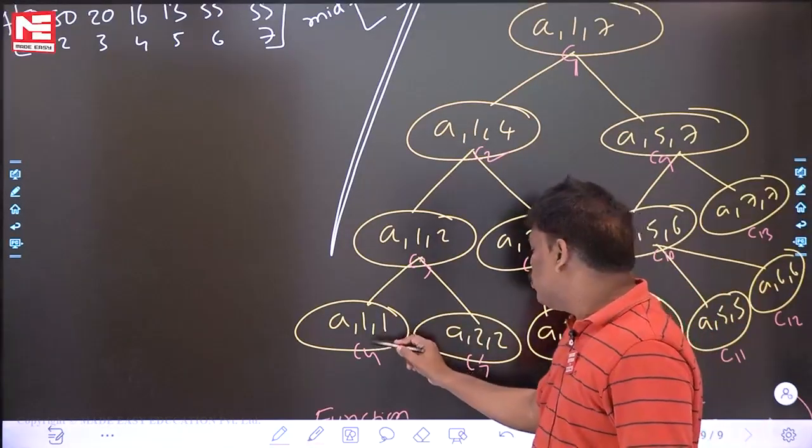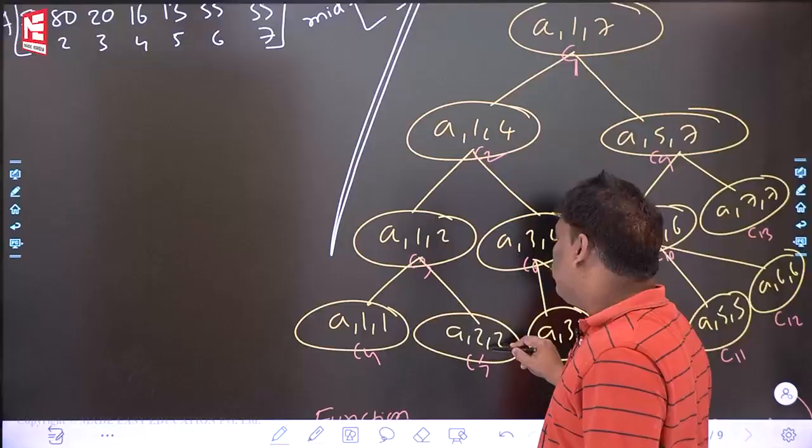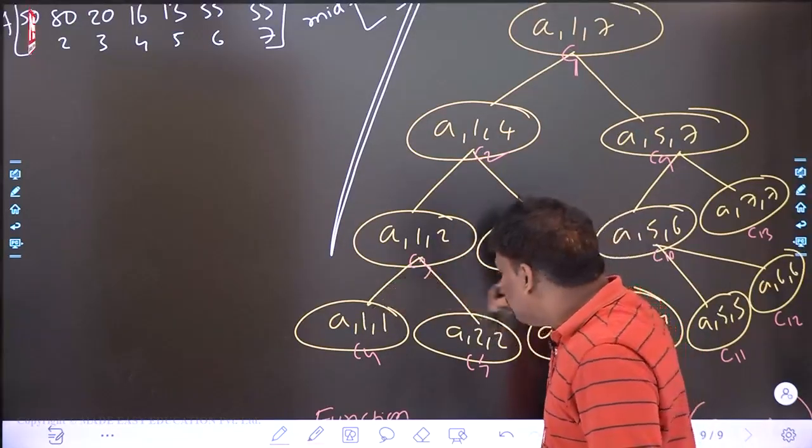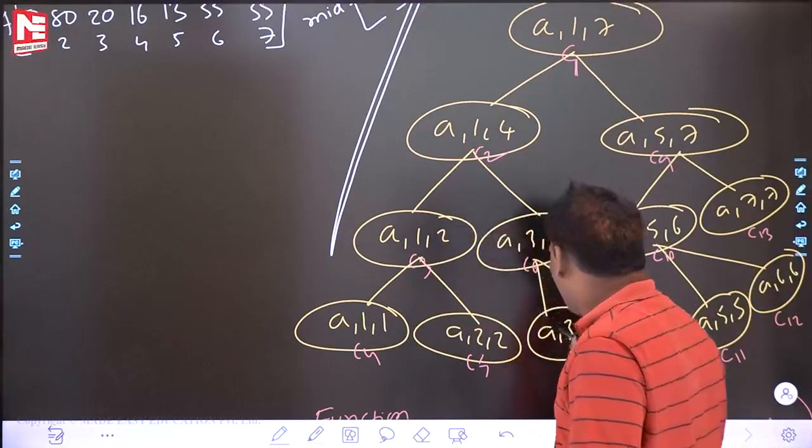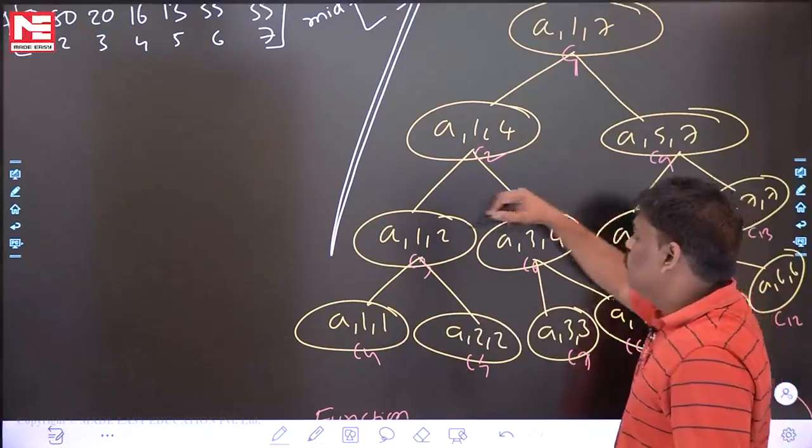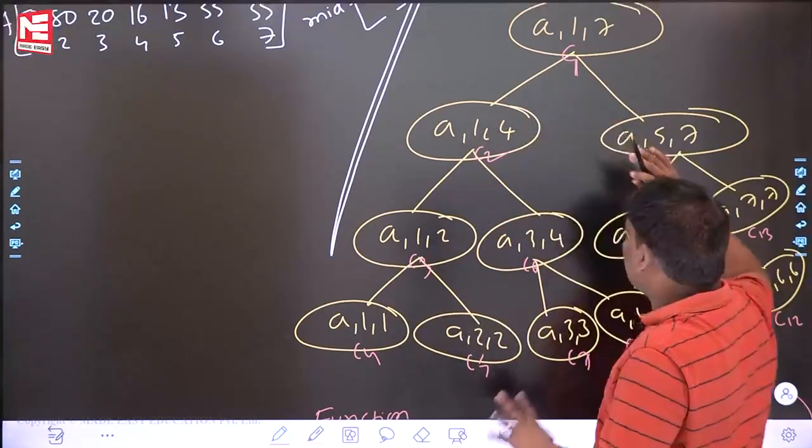First C4, C4 over, then C5. C5 over, then C3. See this one. Both the children are over, then the parent. Both the children are over, then the parent. This is called post order.